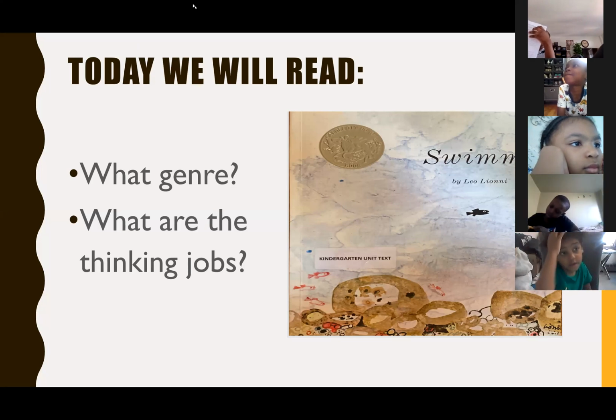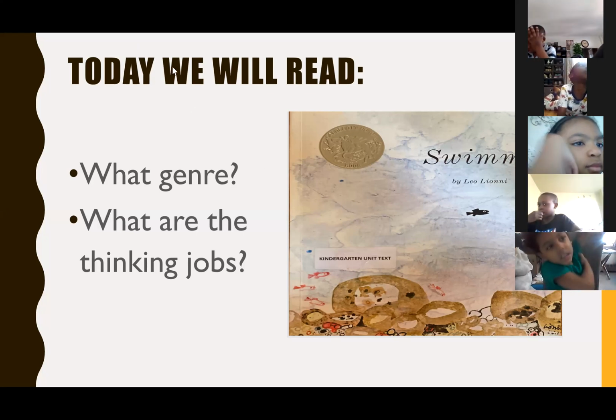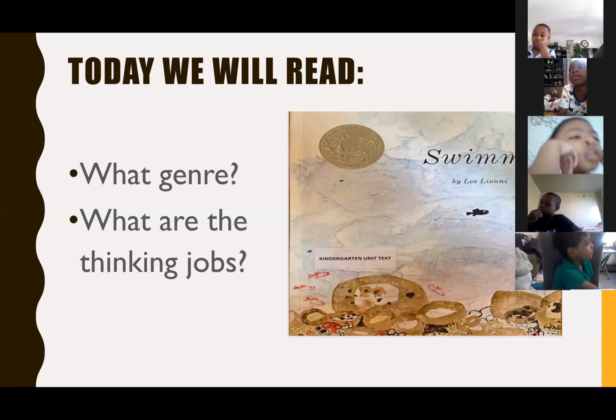Nice. Who do you see on the front cover? A character. Who's the character you see? I see Swimmy. Nice. Zoe kissed your brain and totally had characters. So we know that this text is fiction. Zoe, since I have you, sweetheart, what are the thinking jobs of a fiction text?